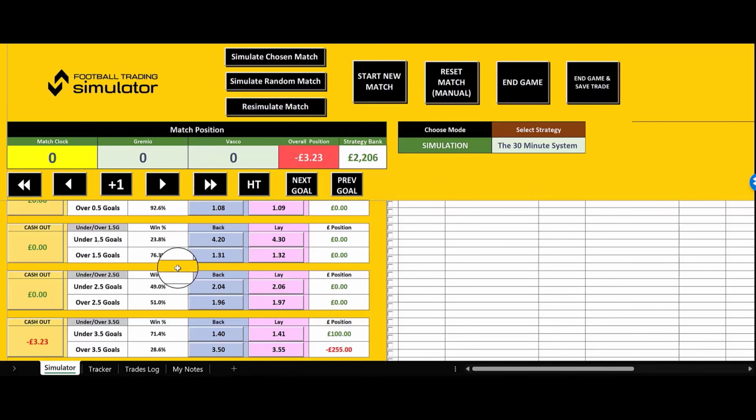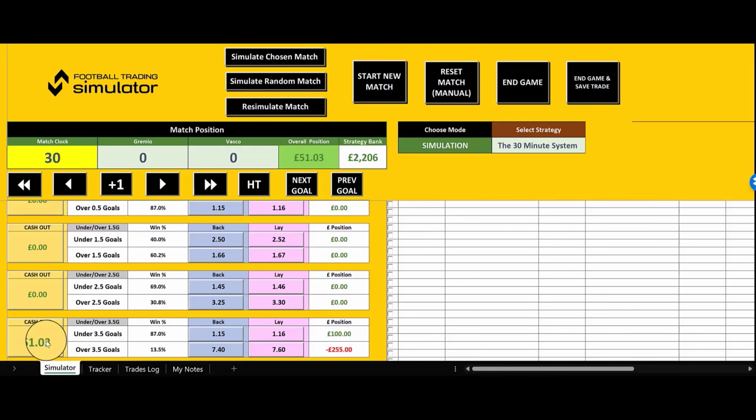So we got a match from Brazil. We're laying over 3.5 goals here, 3.55 at kickoff. Let's move it forward 10 minutes. We're good after 10 minutes. Let's move it forward to 20 minutes. And we're good after 20 minutes. Let's see if we can get another winner added to the bank. Or we're gonna have to do this the hard way. All right, we've got another winner. Okay, another winner. So we're on a bit of a nice streak with this strategy.